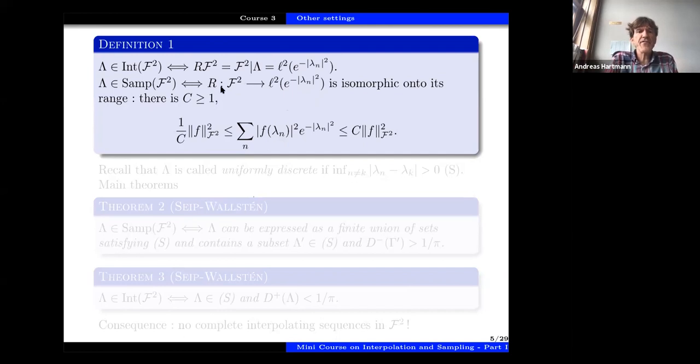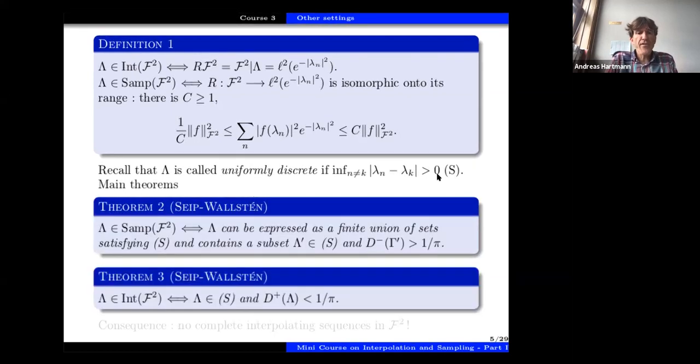Another way of saying it is that the restriction operator is isomorphic onto its range. Okay, we also have the definition of uniformly discrete, or uniformly separated, which means that the Euclidean distance of two points is bounded from below by some constant. Yesterday in the Hardy space, the metric we had in mind was the pseudo-hyperbolic metric. And today it will just be the Euclidean metric.